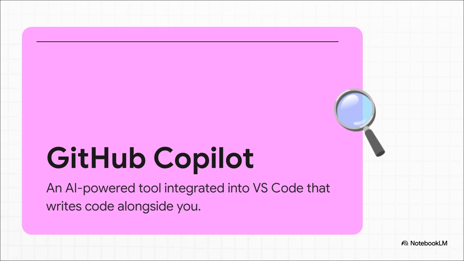Enter GitHub Copilot. This is an AI-powered tool integrated directly into VS Code that literally writes alongside you. We aren't just talking about auto-completing a word. Copilot analyzes the context of your project to suggest entire lines or even full functions right as you type. It basically writes the code you were just about to think of.